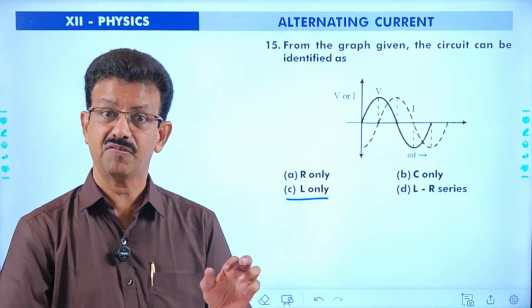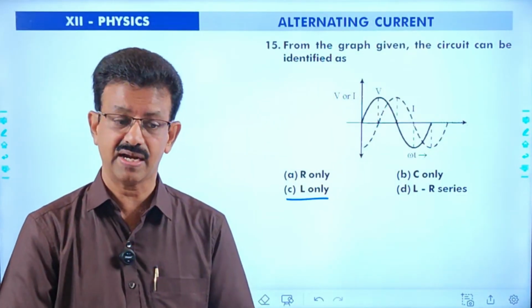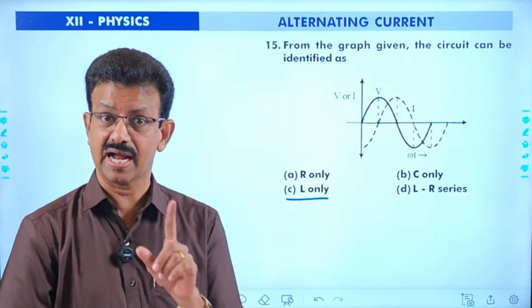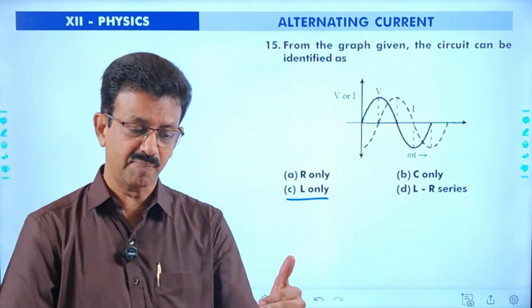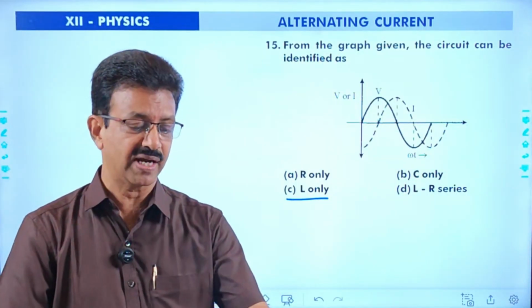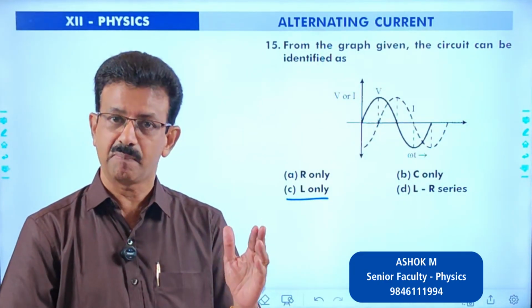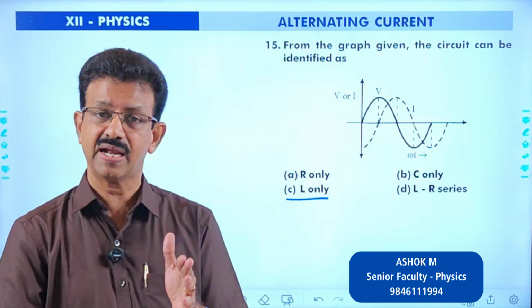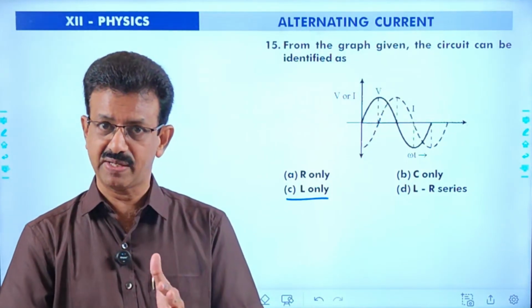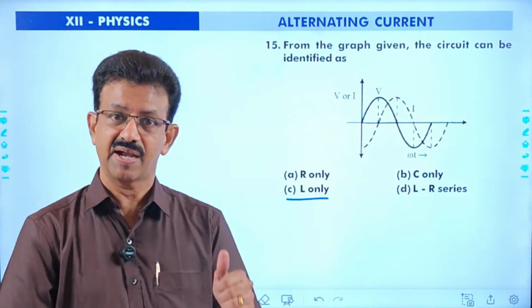Now, we have discussed 15 questions from alternating current. It's a very important topic and a highly problematic topic. All the important problems we have covered through this question paper. Please go through the theory part and all the problematic questions in detail, and wish you all the best.